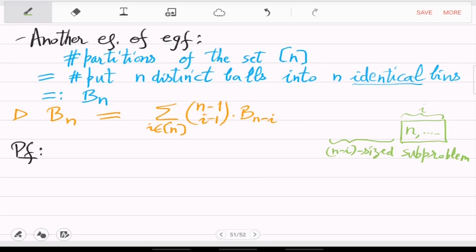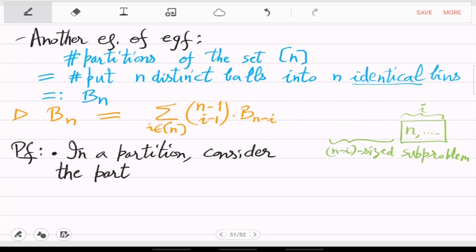So let's write this formally. Consider, in a partition, the part, because there will only be one part, right? N cannot go into 2 bins, say, n will go to only 1 bin, and the bins we don't order. So we'll just call it a part, the part which contains n.